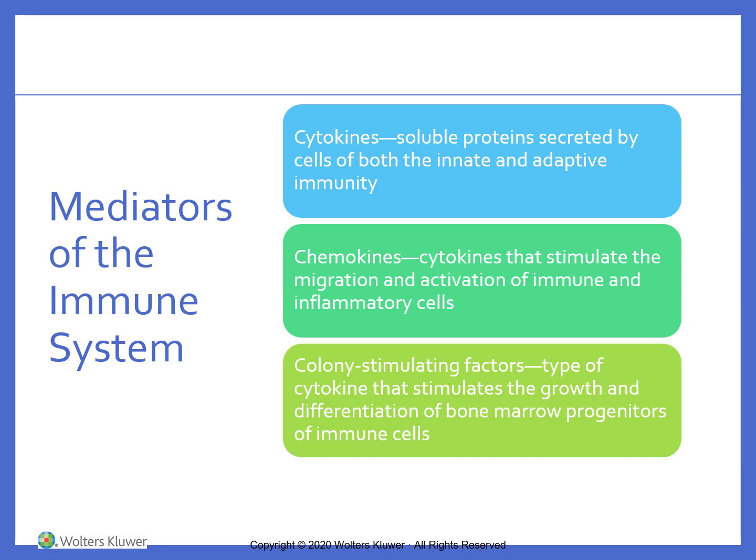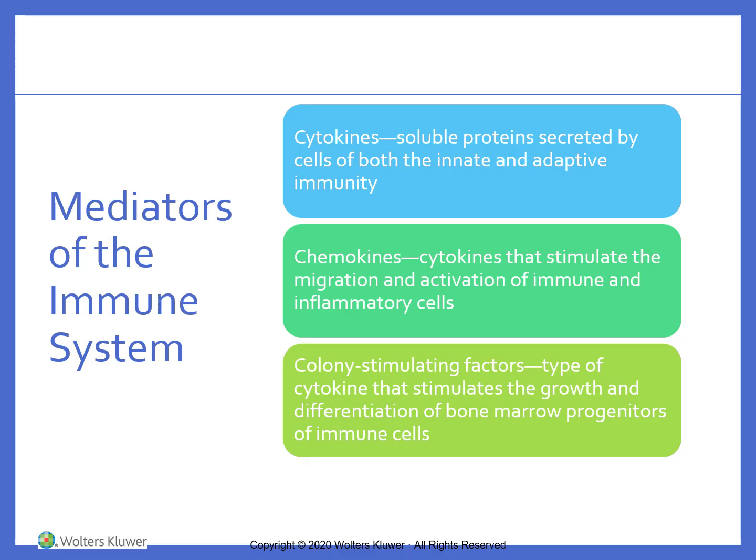There are also, of course, the chemokines, and those are a specialized type of cytokine that stimulate the migration and activation of immune and inflammatory cells. And finally, the colony stimulating factors. These are also a type of cytokine that stimulate the growth and differentiation of bone marrow progenitors of immune systems.